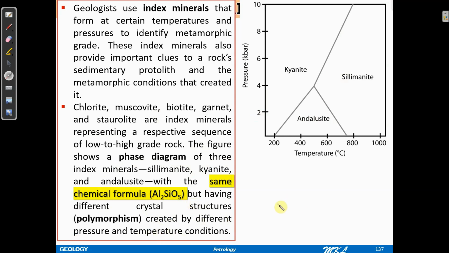So depending on your pressure and temperature, the rock type and rock arrangement, the sequence of low to high grade rock changes. So kyanite could be a low grade rock. If you give enough temperature and pressure, you will get sillimanite, which will be a high grade metamorphic rock. Same thing you are converting. Okay.